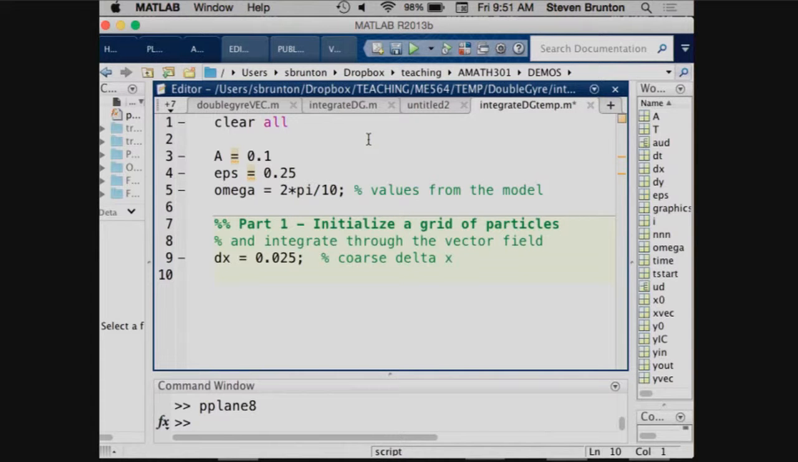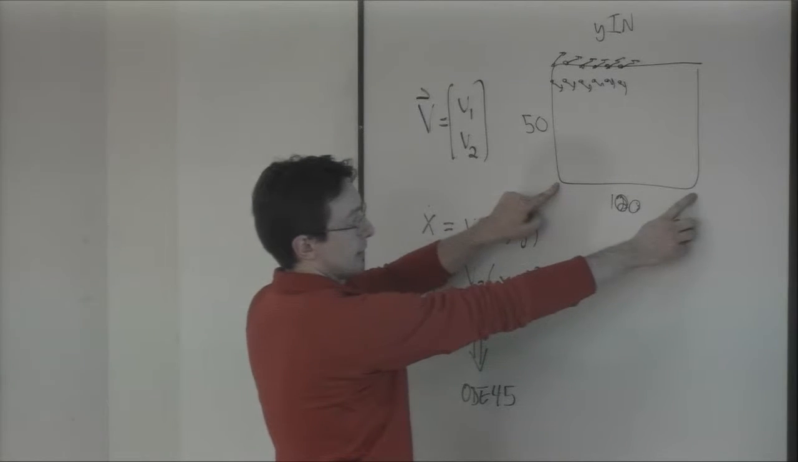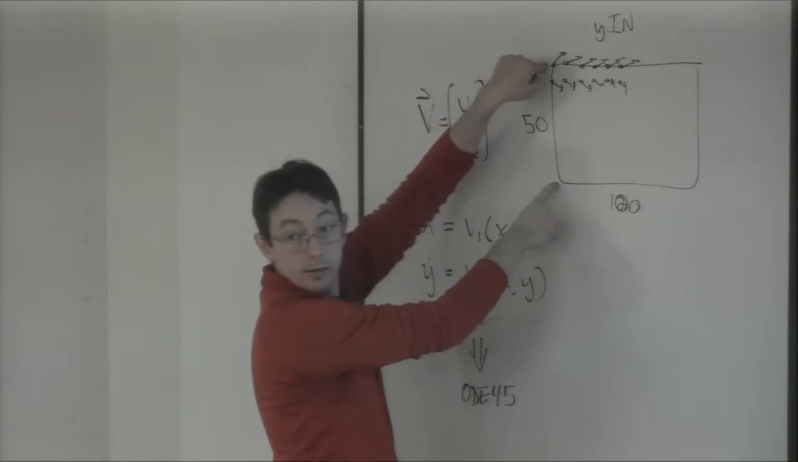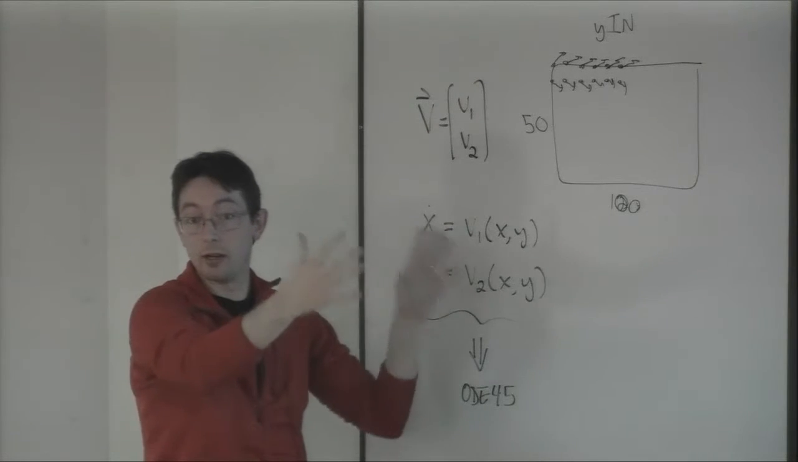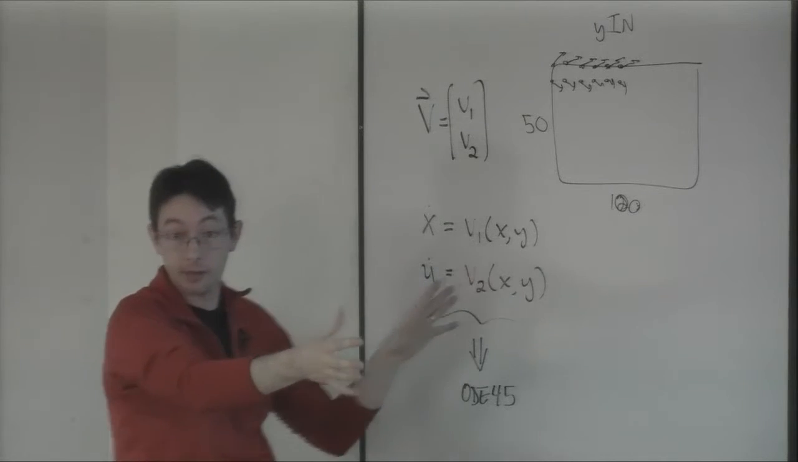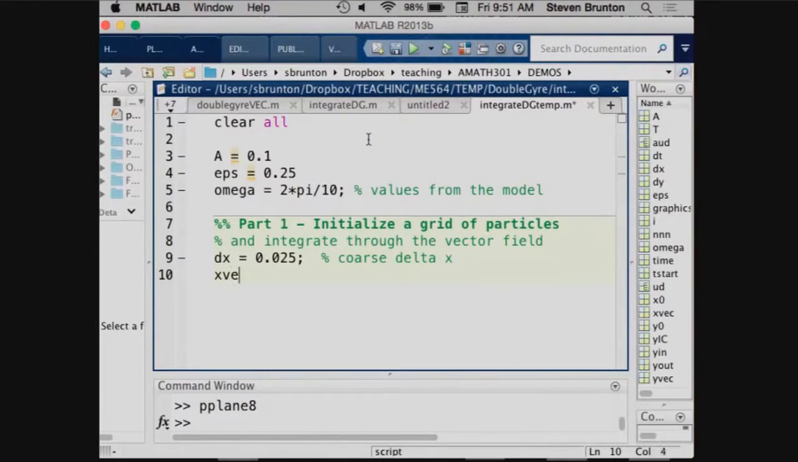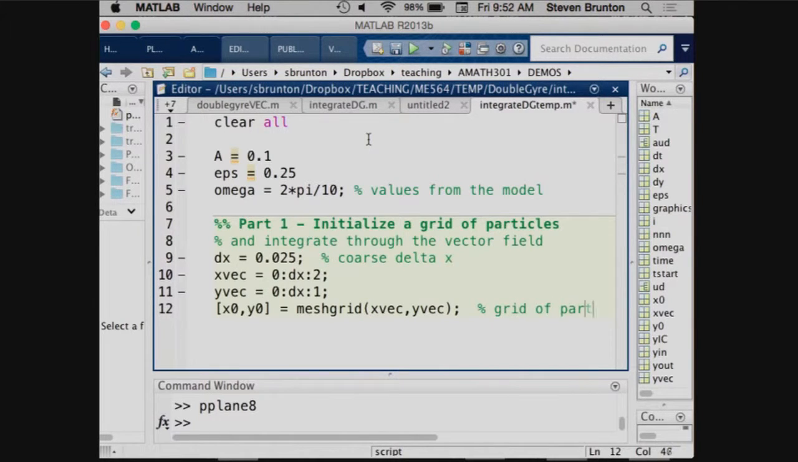And now I'm going to define a vector of x coordinates and a vector of y coordinates. And then we're going to use those to create this mesh grid array of initial conditions, just like we did for the Lorentz system. Okay, so my x vec is 0 in increments of dx to 2. And my y vec is 0 in increments of dx to 1. And if you wanted a separate dy, you could have a separate dy. But I just want it to be uniform spacing. And then I'm going to say x naught, y naught equals mesh grid of x vec and y vec. This is my grid of particles.